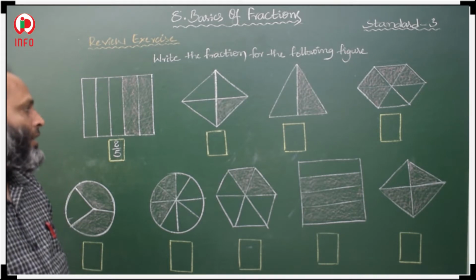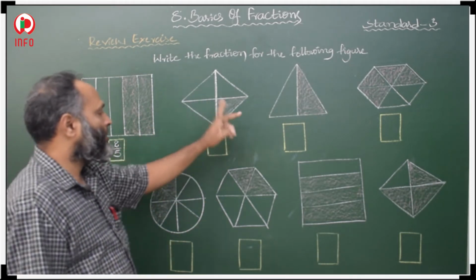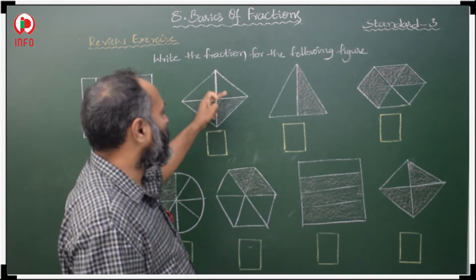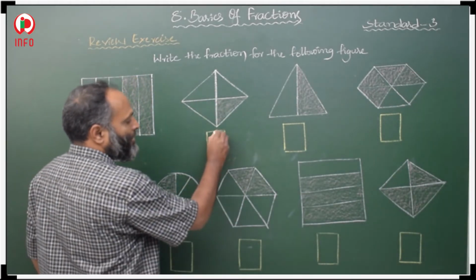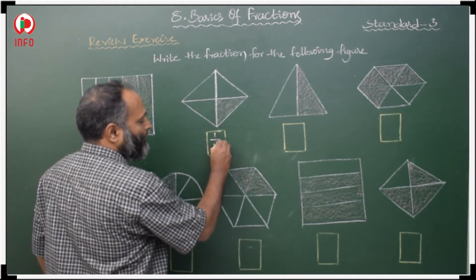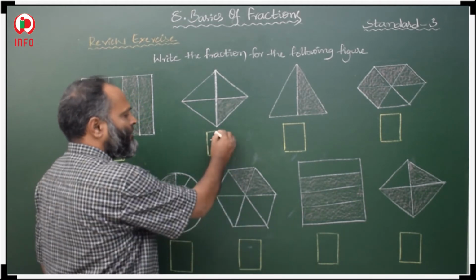Okay, the next. Here in this picture, it is divided into 4 equal parts. In that, one part is shaded. So how to represent it? 1/4. This is 1/4.